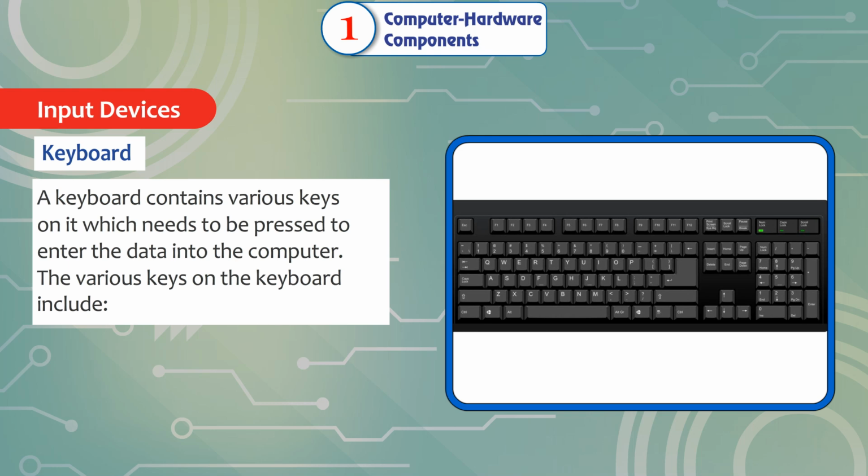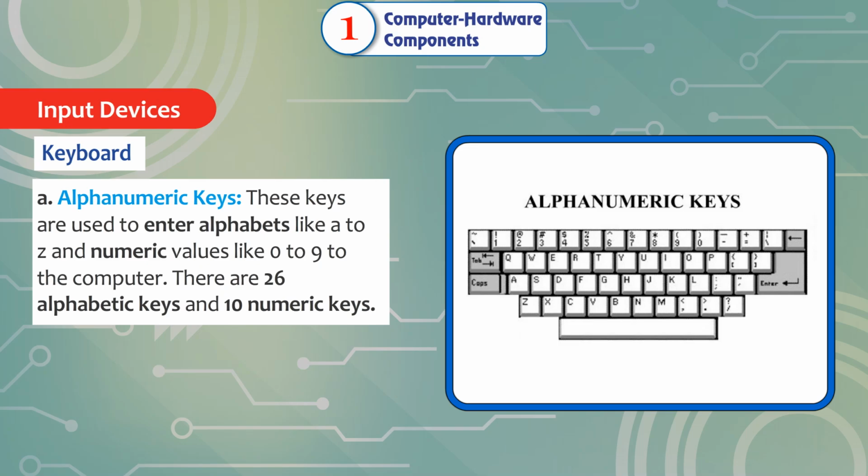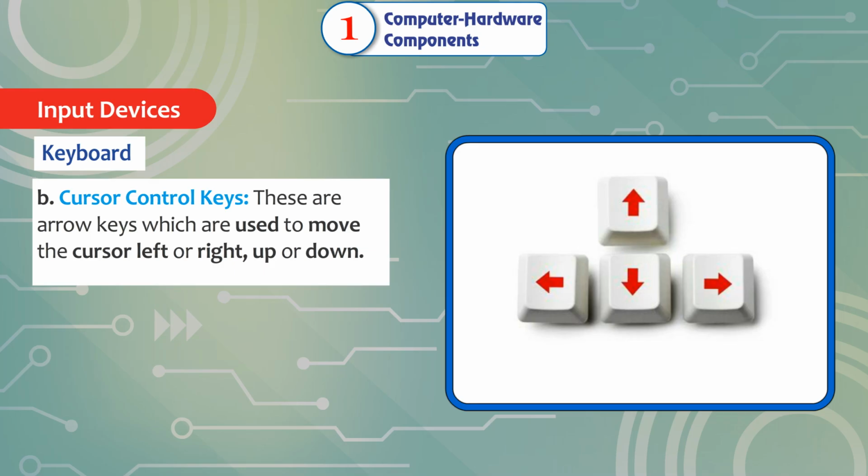The various keys on the keyboard include: A. Alphanumeric keys. These keys are used to enter alphabets like A to Z and numeric values like 0 to 9 to the computer. There are 26 alphabetic keys and 10 numeric keys. B. Cursor control keys.